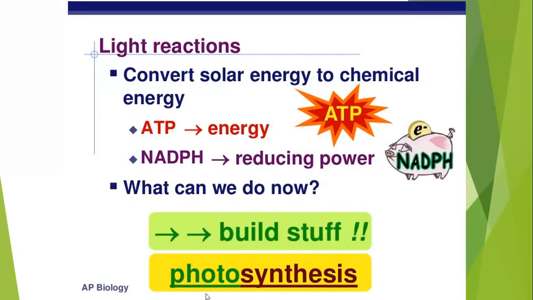So the light reactions convert solar energy to chemical energy in the form of ATP and NADPH. So the plant is literally taking sunlight and making these two molecules, which contain the energy from the sunlight. Now, what are these two molecules going to be used for? They're going to be used in the second set of reactions, which are called the light independent reactions. And we're going to go over those in the next lecture.